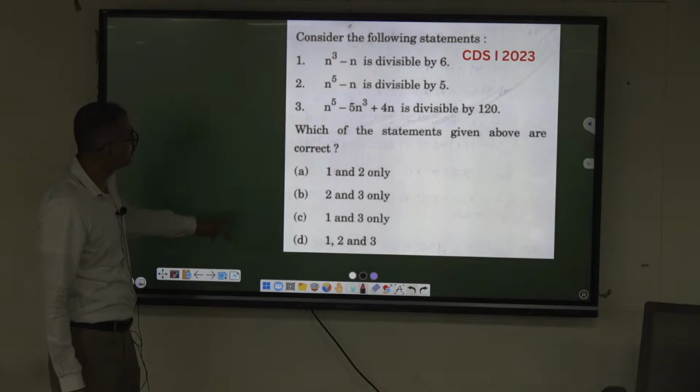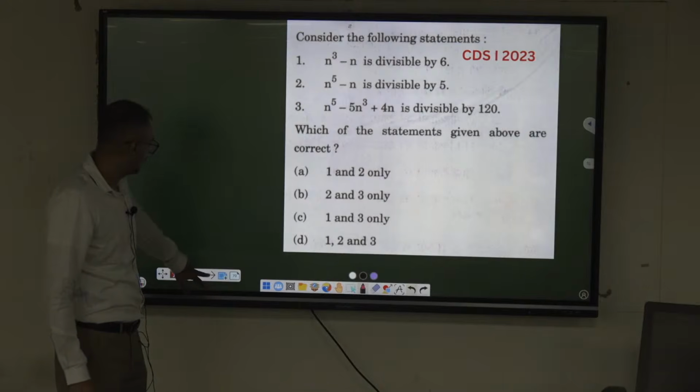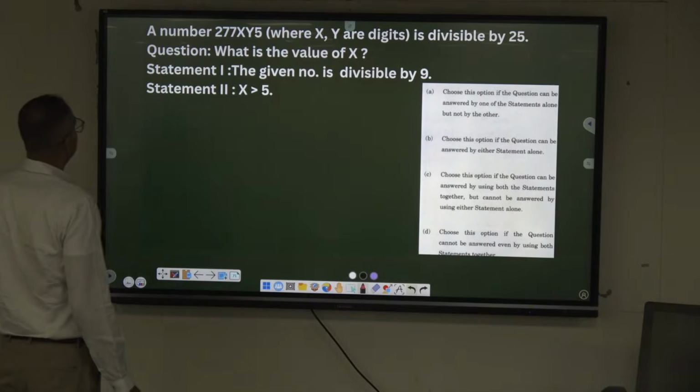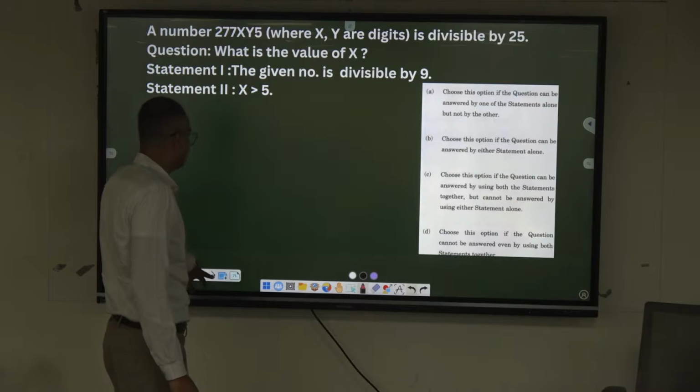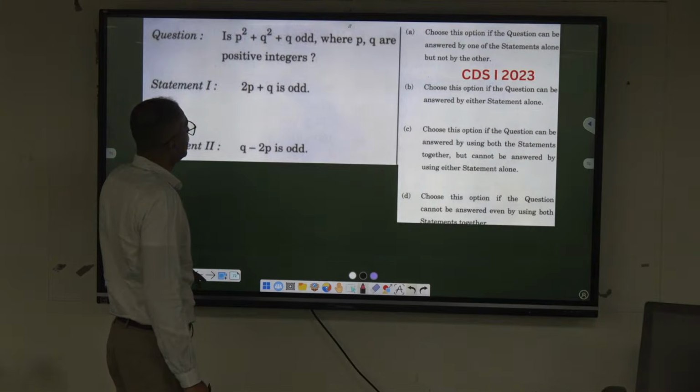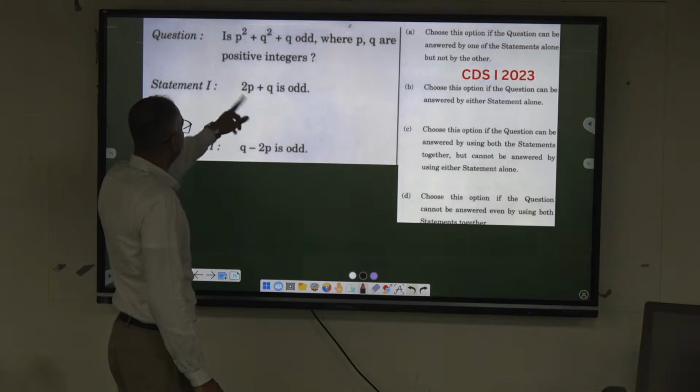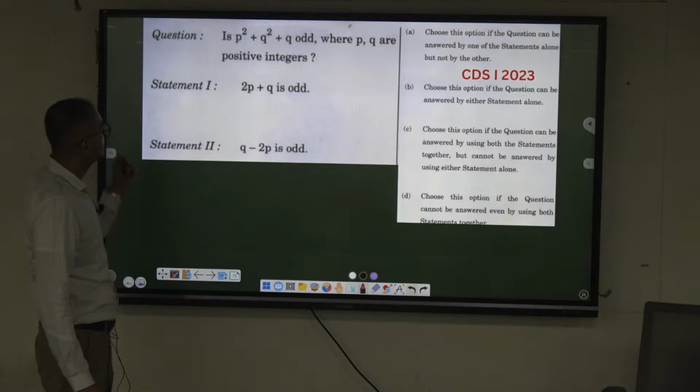These are the possible cases. I'll leave these for you, you can check these things. A number 2277xy is divisible by 25. This is also doable. Check it. Odd even rule.